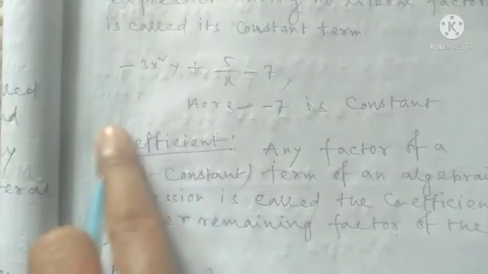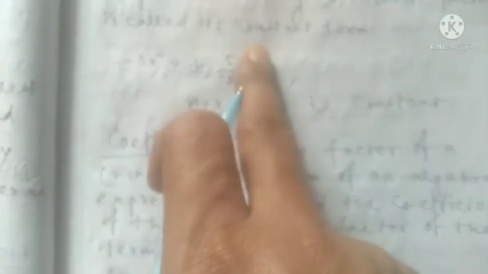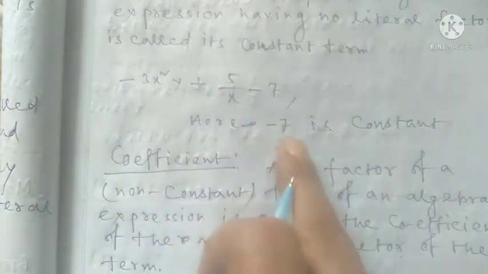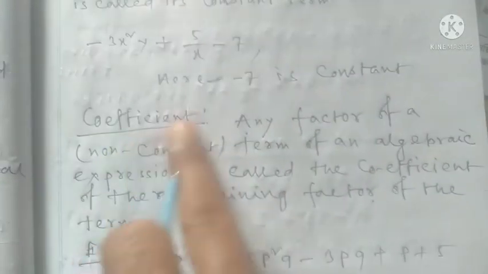Okay, so next point, constant term. What is a constant term? The term of an algebraic expression having no literal factor. If you take as an example -3x², -7, 5/x, how many terms are there? First term, second term, third term. That means this is a trinomial. Here -7 is the constant term.